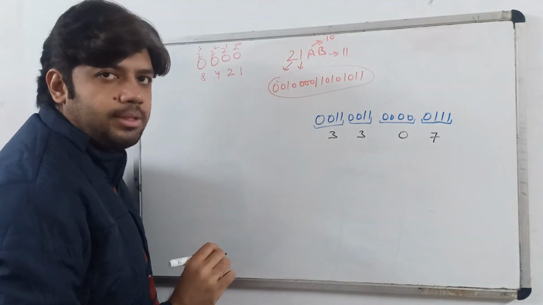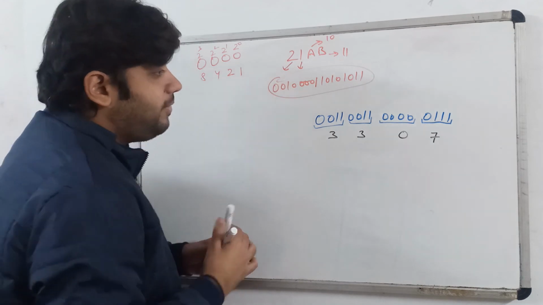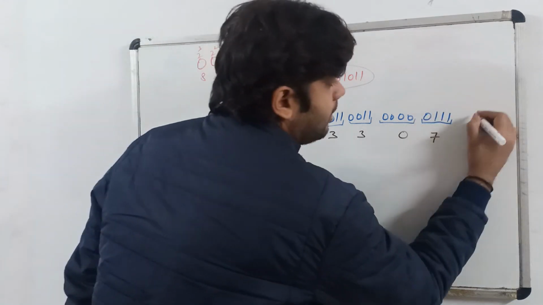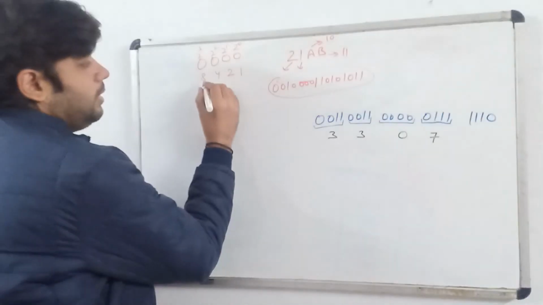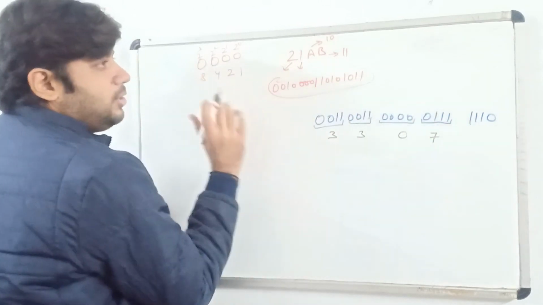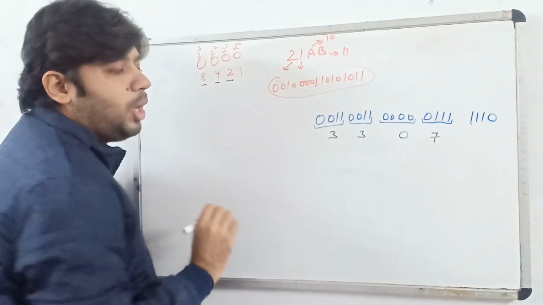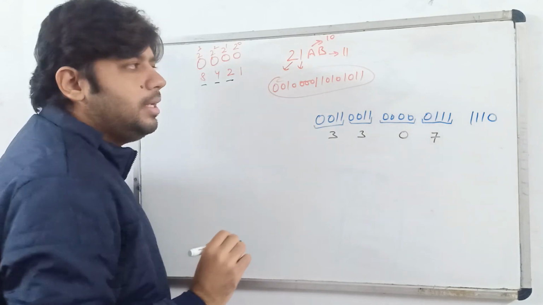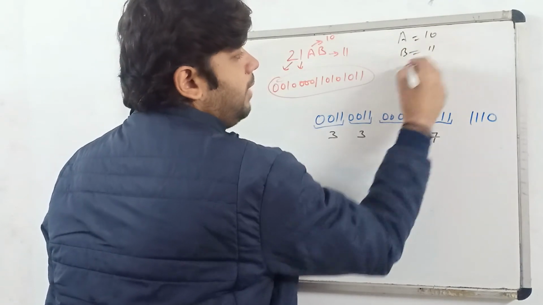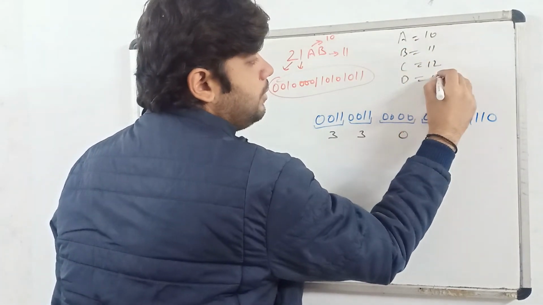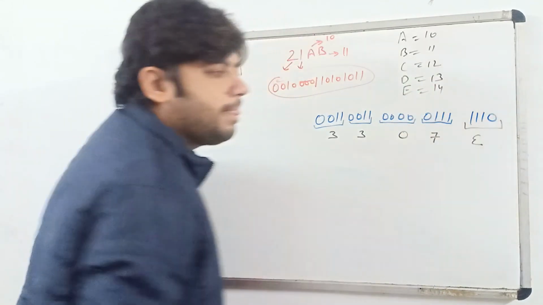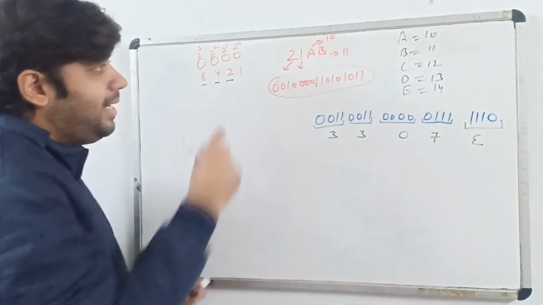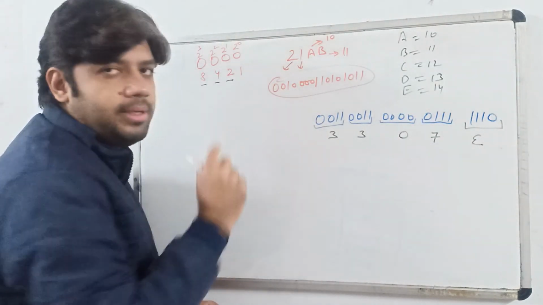Understood? Imagine you have something like 1 1 1 0. How can you call it? Calculate: 3 bits on, so 8 plus 4 is 12, plus 2 is 14. How can we write 14 in hexadecimal? A is equal to 10, B is equal to 11, C is equal to 12, D is equal to 13, and E is equal to 14. So we write E only. That's it. This is hexadecimal to binary conversion and binary to hexadecimal conversion.